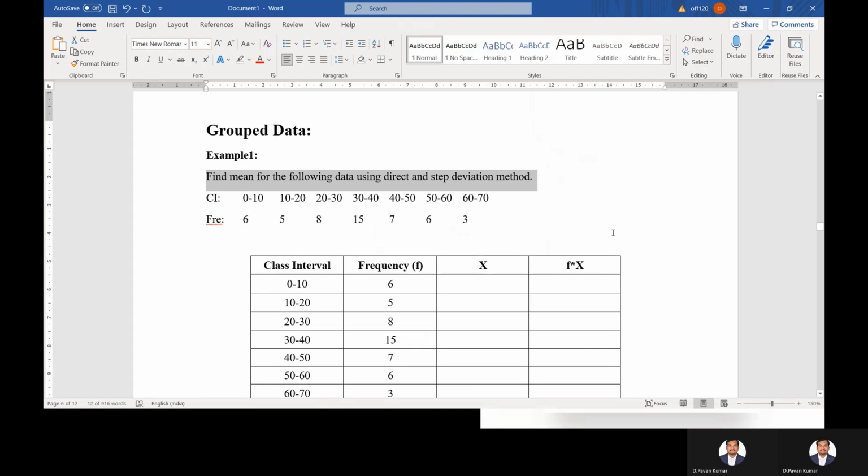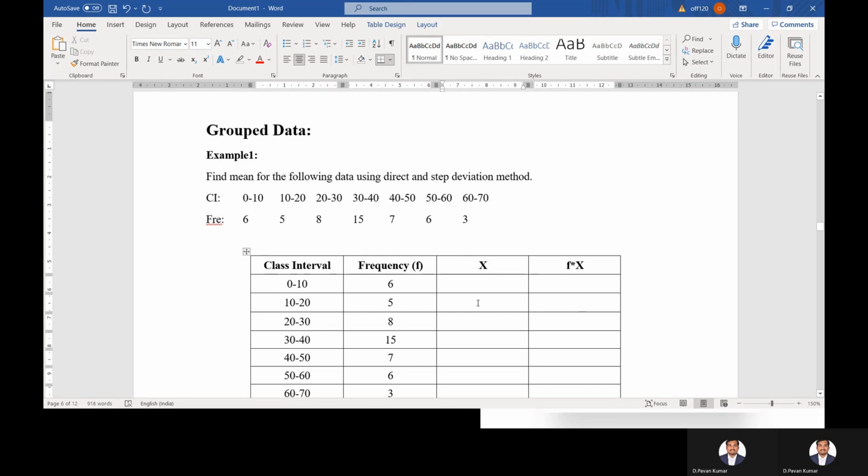Okay, we have a problem over here, and they are asking us to find out mean for the following data using direct and step deviation method. How do you say that the problem belongs to grouped data? See, in the problem some class interval values will be given along with the frequency values.